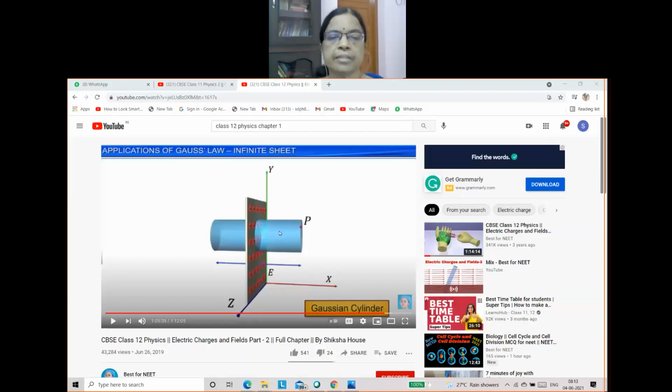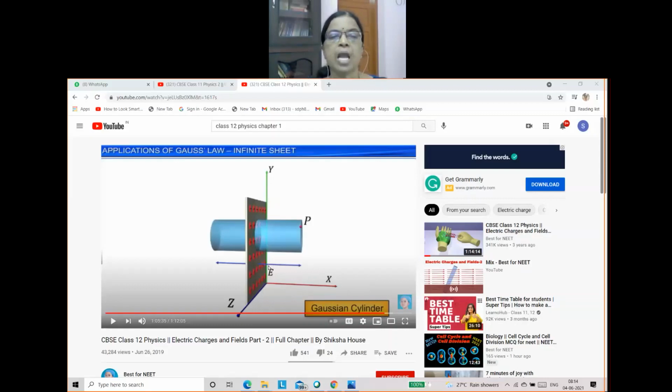Understand? Equal distance. So, you take a small area of this sheet. Surface charge density is sigma. If you consider a small area dA, sigma into dA will be the charge enclosed by this Gaussian surface. What is the Gaussian surface taken here? A cylinder. We have to find the electric field at P due to this charge distribution. Charge is distributed over a thin sheet.